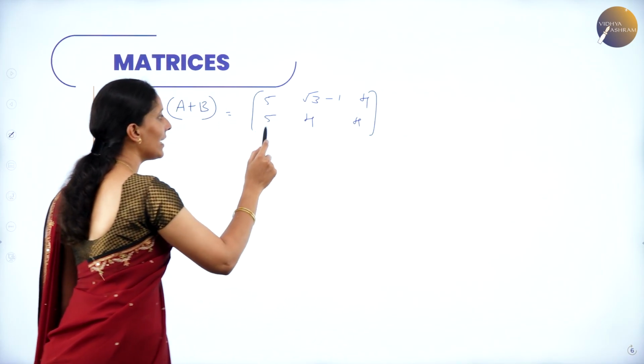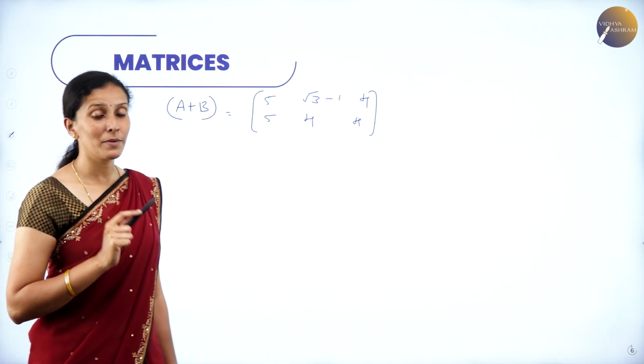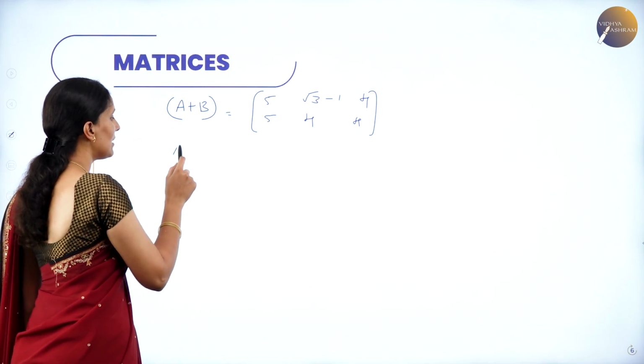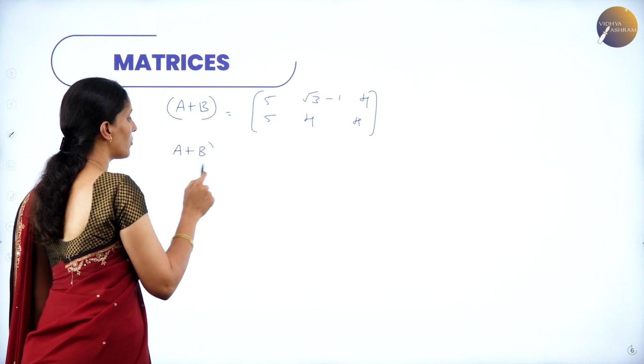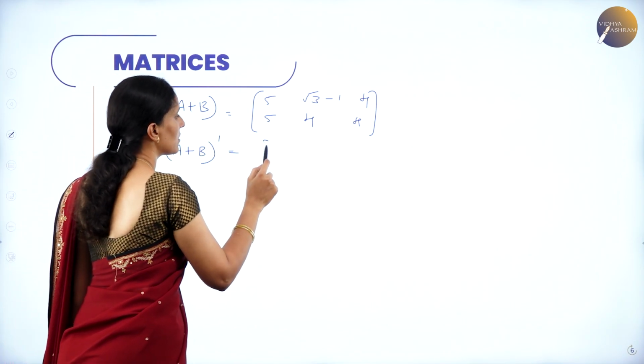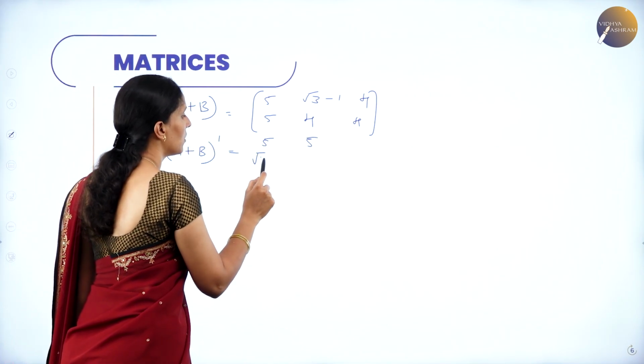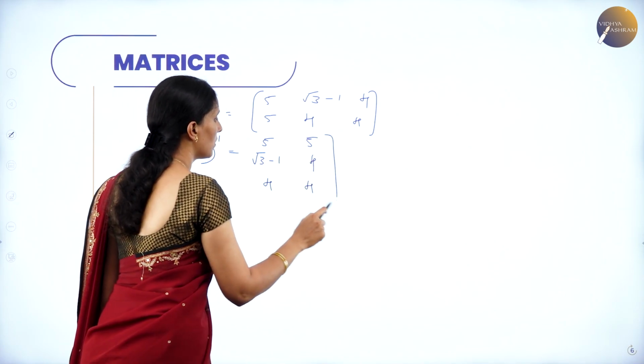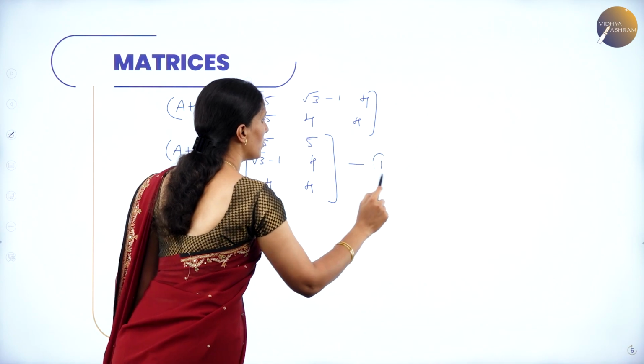Remember, when you are adding any two matrices, their order must be the same. Both should have the same order. Then only we can add. Let's take the transpose of this matrix. So then it is 5, 5, root 3 minus 1, 4, 4, 4. So this is equation 1.